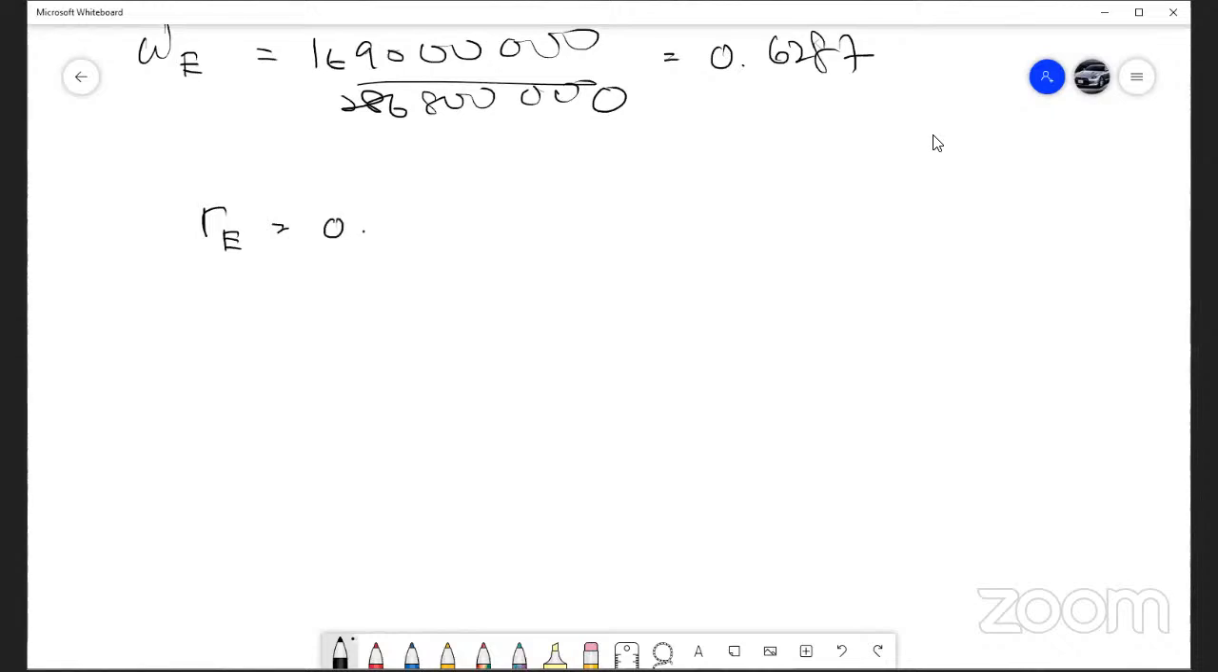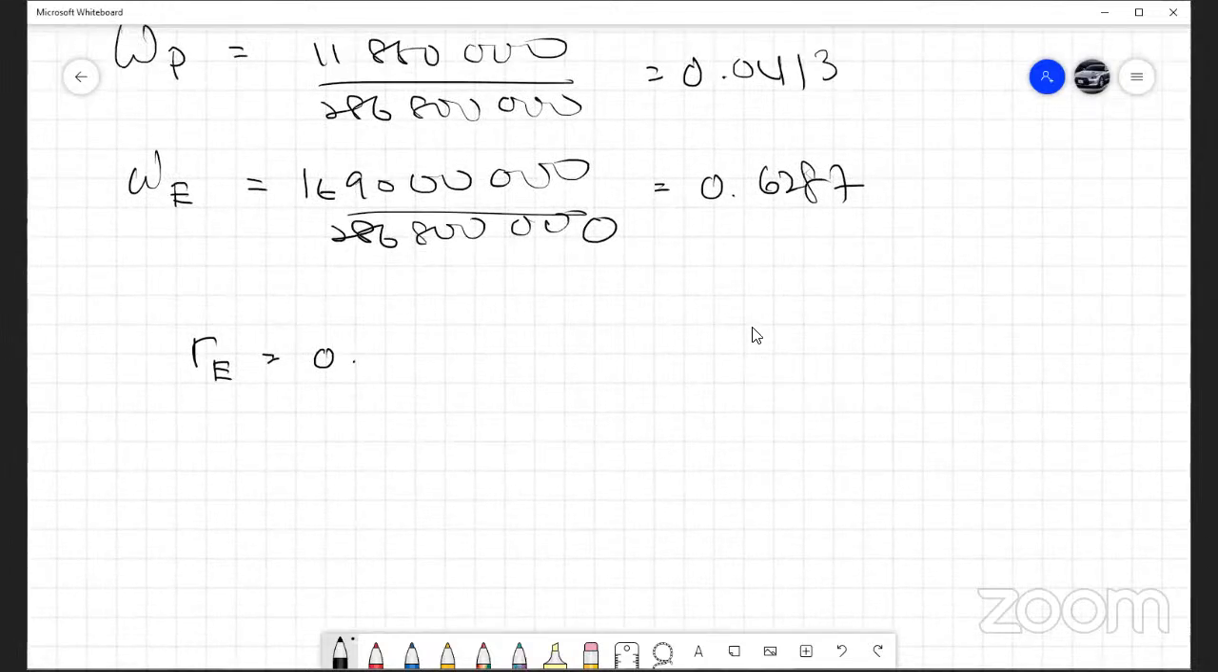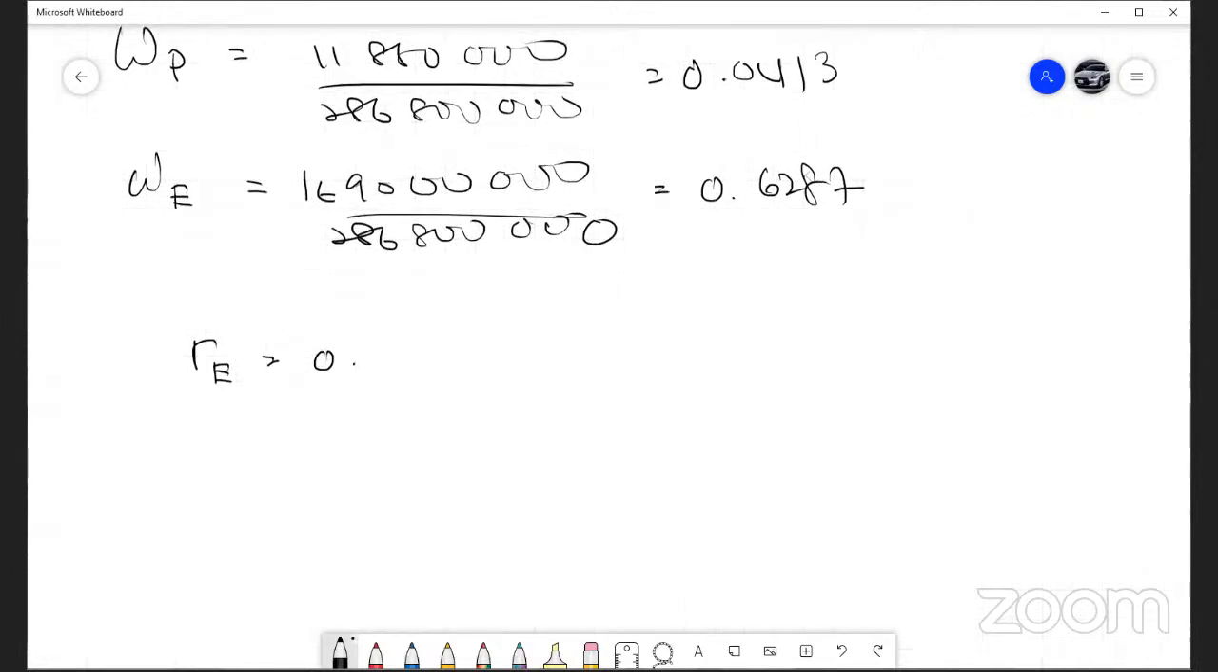So the weight of equity should be... Really? So mine got wrong. 169 million divided by 286,800,000. Oh, 0.5893. 0.5893, yep. Thank you. Is that so? That's all? The rest are all correct?